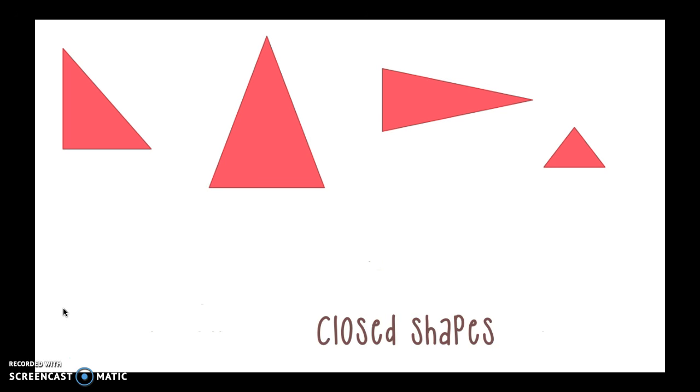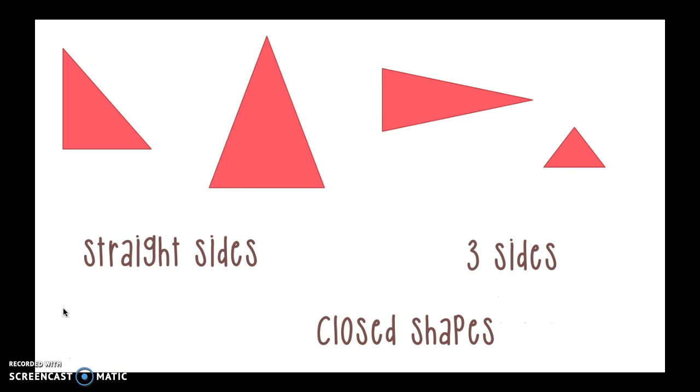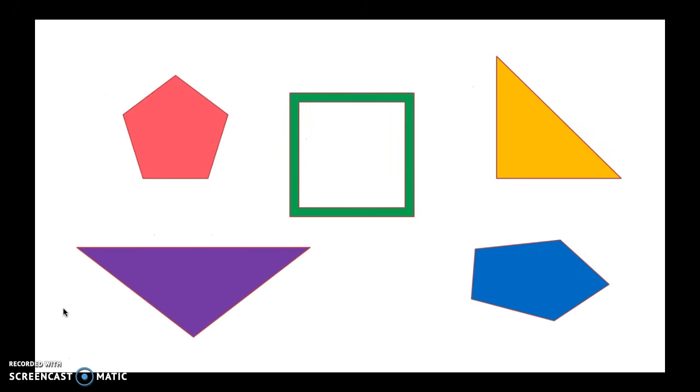All right. I could also say they're closed shapes, they have straight sides, and they have 3 sides. I could say that too, because I could say they're straight sides and there's 3 sides. Do you see how when you're describing attributes, you could get really detailed? Again, I could also talk about the 3 corners. All right.